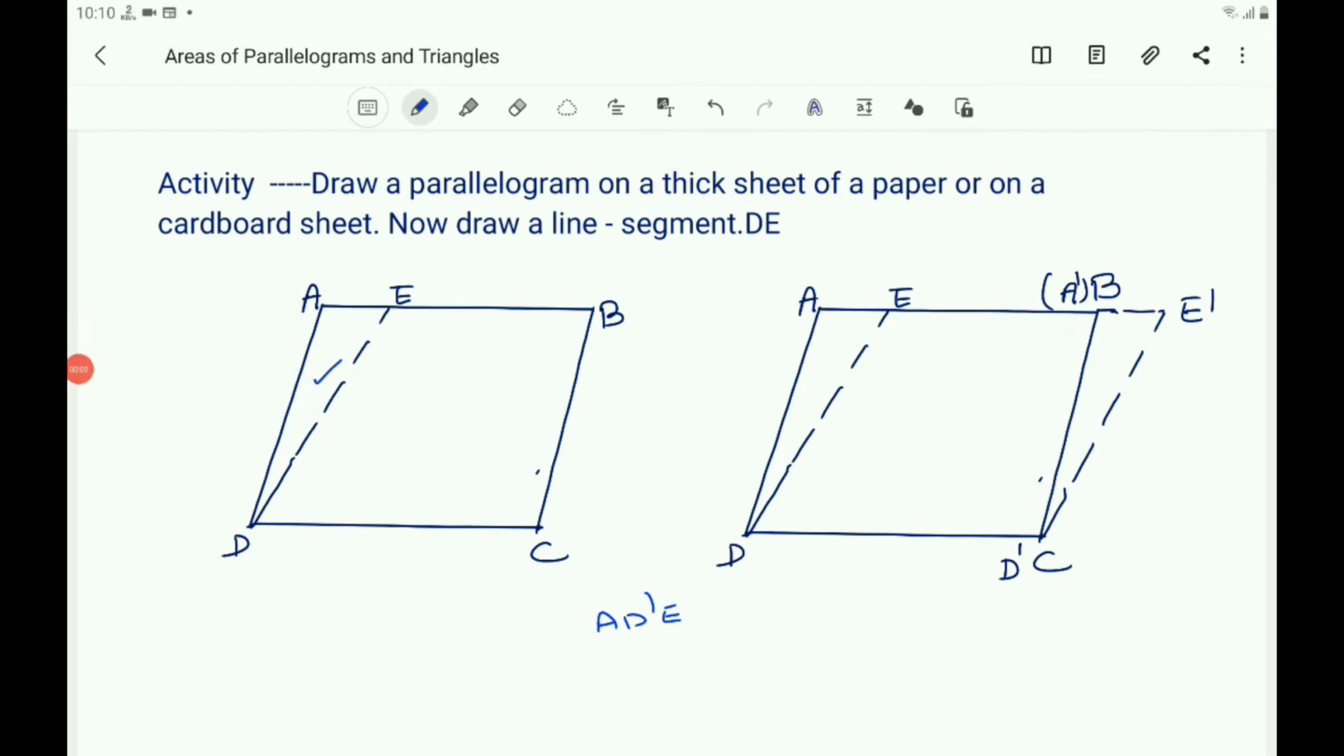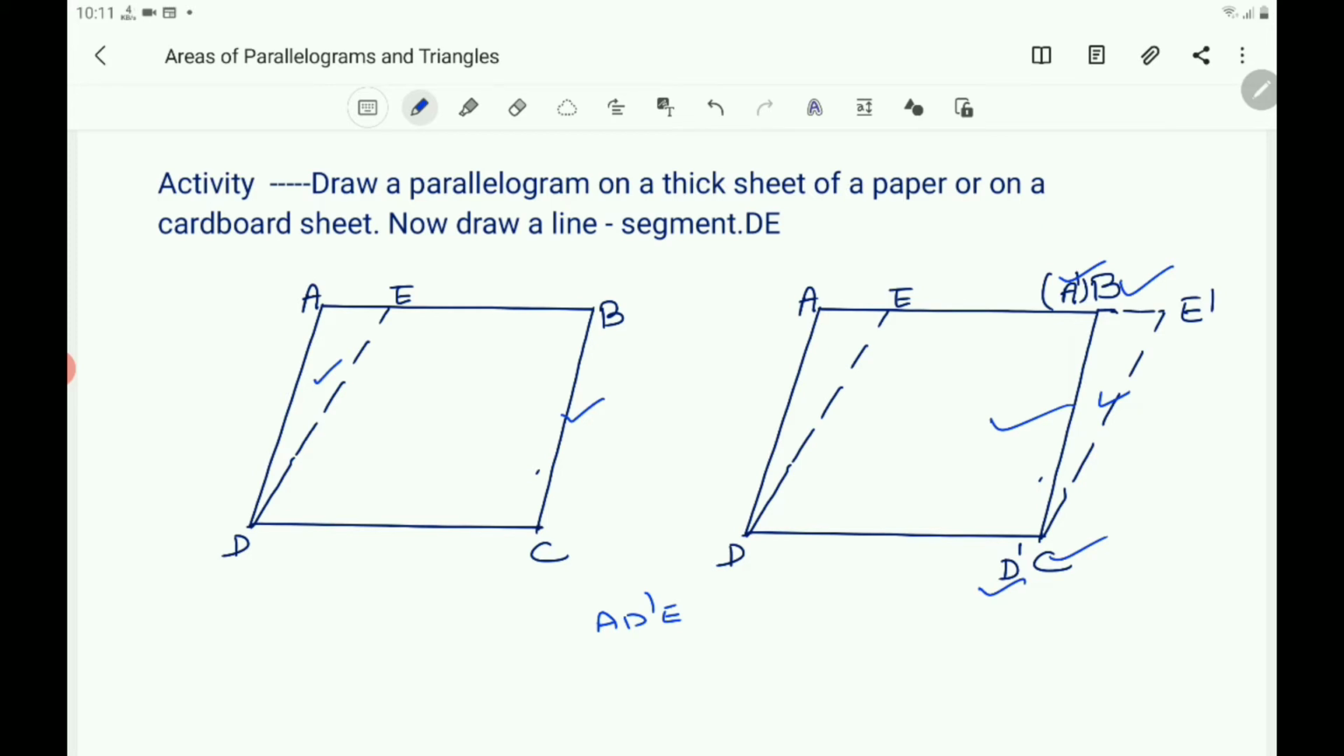Cut the triangle A' D' E' and place it on triangle ADE in such a way that A' D' must coincide with BC. Here you must keep the triangle so that A' and D' coincide with BC. Observe the figure here. Here A'D' coincides with BC.